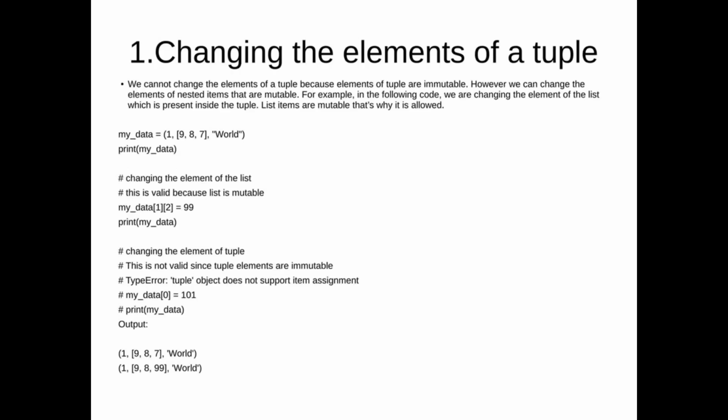Next, changing the elements of a tuple. We cannot change the elements of a tuple because elements of tuples are immutable. However, we can change the elements of nested items that are mutable. For example, in the following code we are changing an element of the list which is present inside the tuple. The list items are mutable, that's why it is allowed. Here, changing the element of the list is possible because a list is mutable.